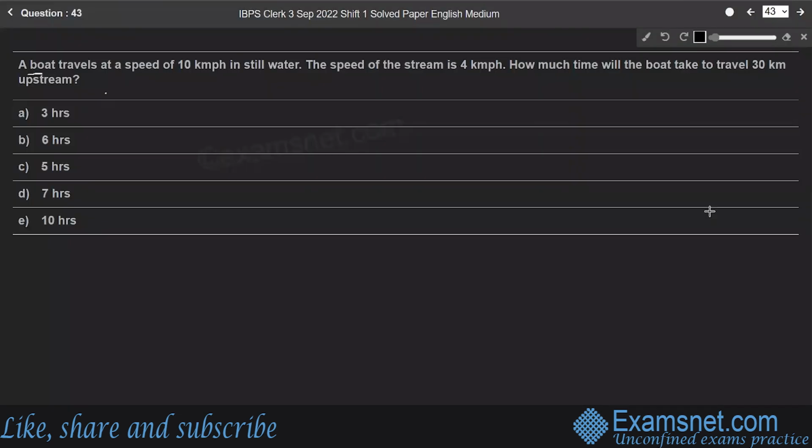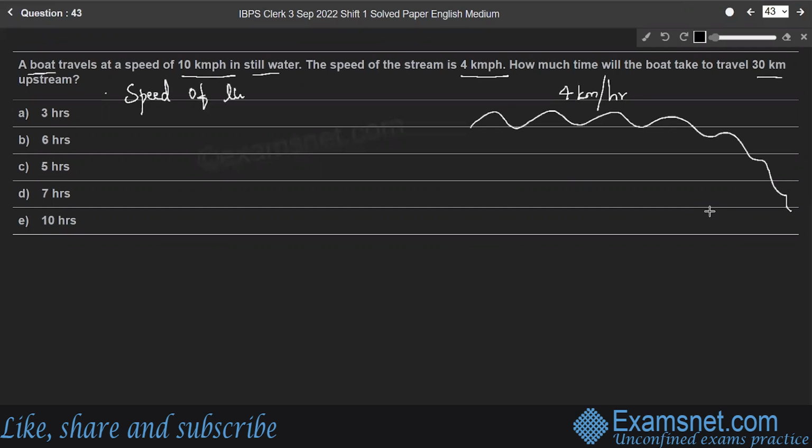Question 43. A boat travels at a speed of 10 km per hour in still water. The speed of the stream is 4 km per hour. How much time will the boat take to travel 30 km upstream? So let us consider a stream, and the stream is moving with some speed. It is given that 4 km per hour is the speed of the stream, so speed of the stream is equal to 4 km per hour.